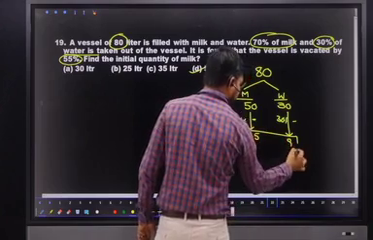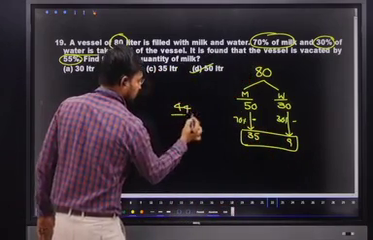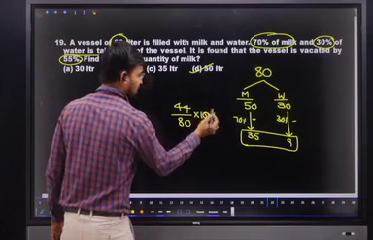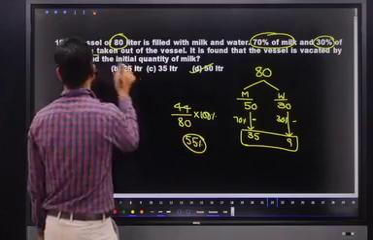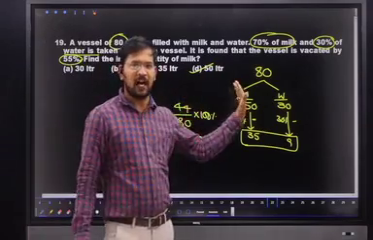So the total is how much? 44. That 44 is how much percentage of 80? Exactly 55%. Therefore, the vessel is vacated by 55%. Satisfied? In the exam, there is no need to check each and every option.